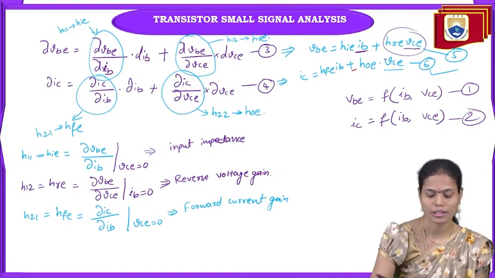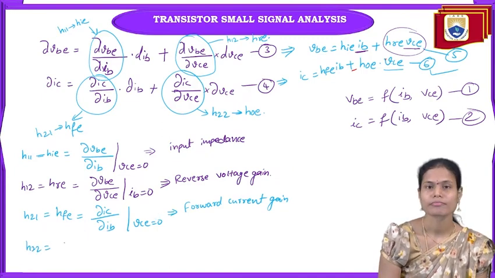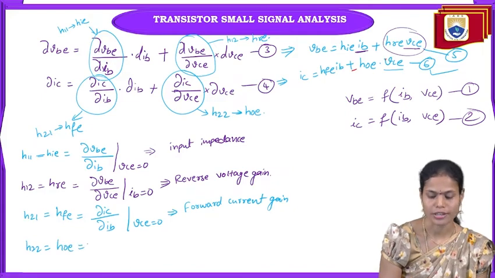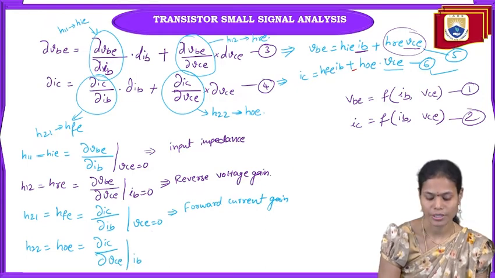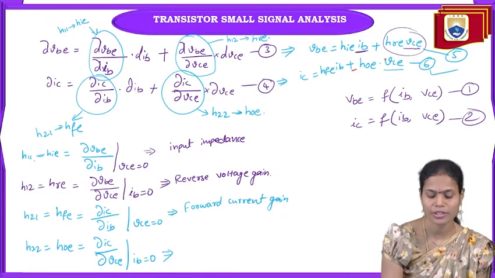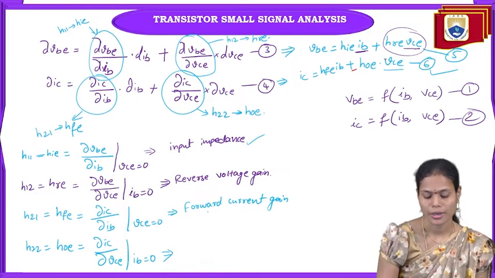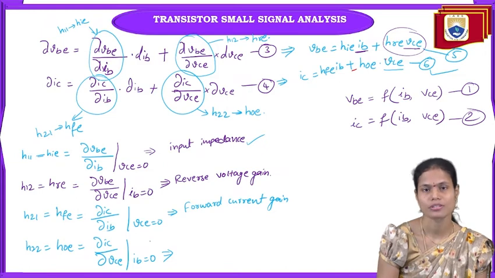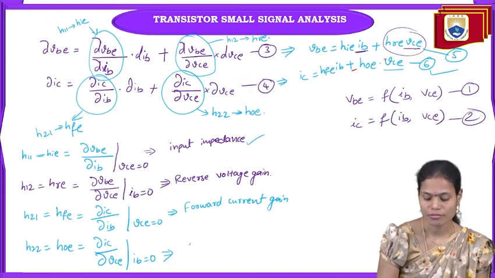And similarly, we can find the last parameter, that is H22, and we can also call it the output admittance. HOE is nothing but the variation of the collector current to the variation of the collector to emitter voltage when the base current is open. Generally voltage divided by current, we call it the resistance. That's why the first parameter we have written as input impedance. But here we have the output current by output voltage, so it is the reverse of the resistance. That one we are calling the output admittance.